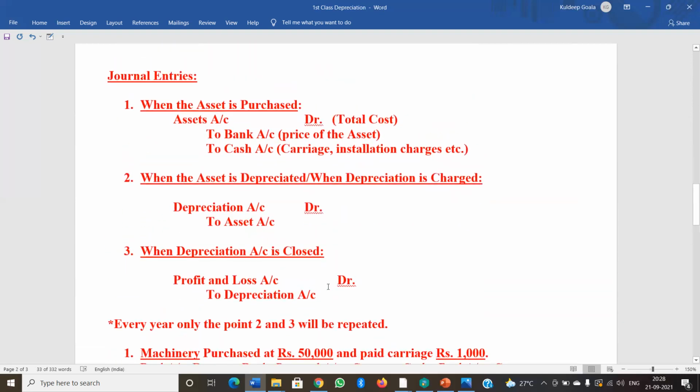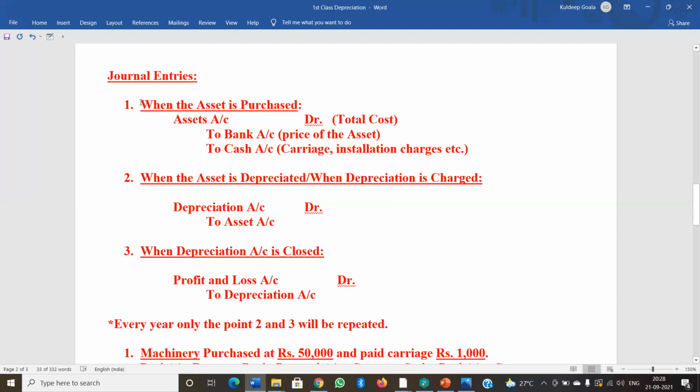Today we will be discussing the journal entries. The journal entries are common to all the methods. In the last class I just mentioned that there are basically two methods. One is the straight line method and the other one is the diminishing balance method. We will be discussing that in a detailed way, but before going to that, we will be discussing the journal entries. These are common to all the methods.